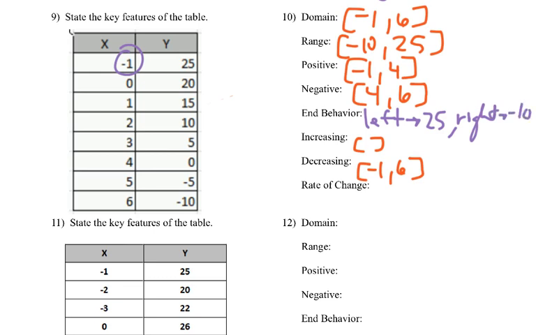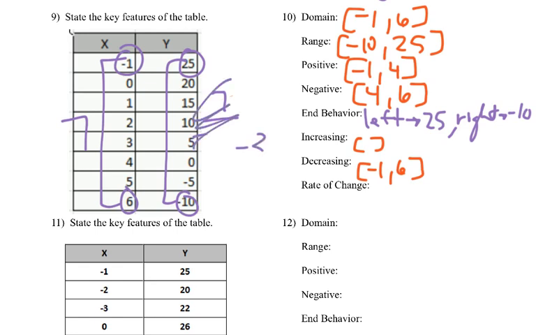And rate of change, let's go from -1 to 6. So that would be 7, right? 25 to -10 would be 35. So 7, and it's going down, so it would be a -35. So -35 over 7, which would be a rate of change of -5.